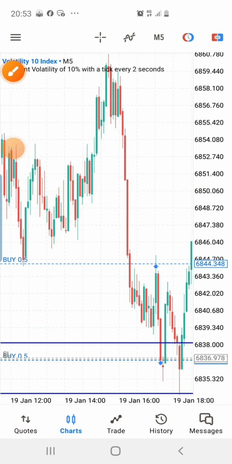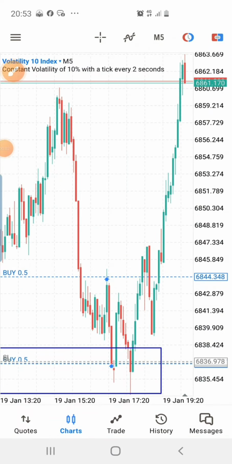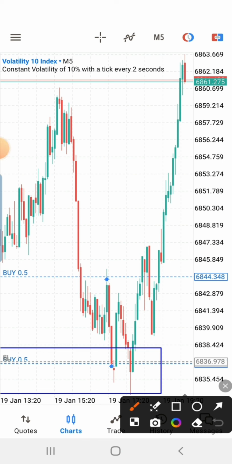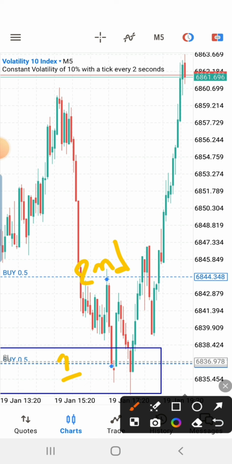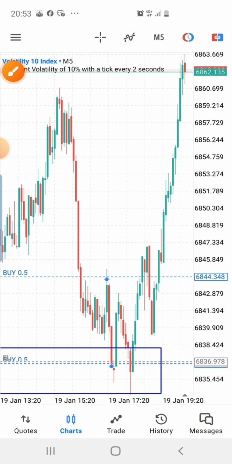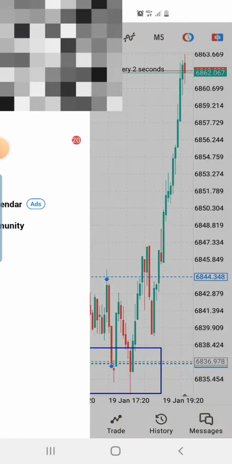This is massive, and this is exactly what it means to make a sniper entry. You can see how massive it is. This is my entry number one, which is a pending order, and this is also my entry number two, which is also a pending order. This is for a buy stop. Okay, the entry number one, and number two is a buy limit.